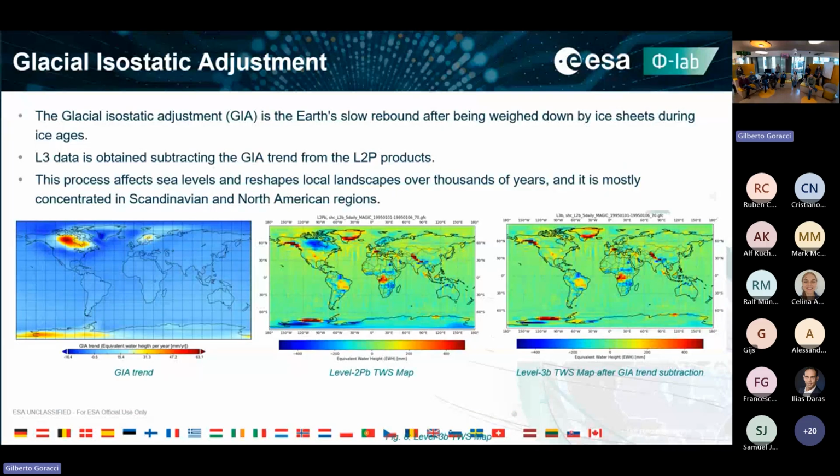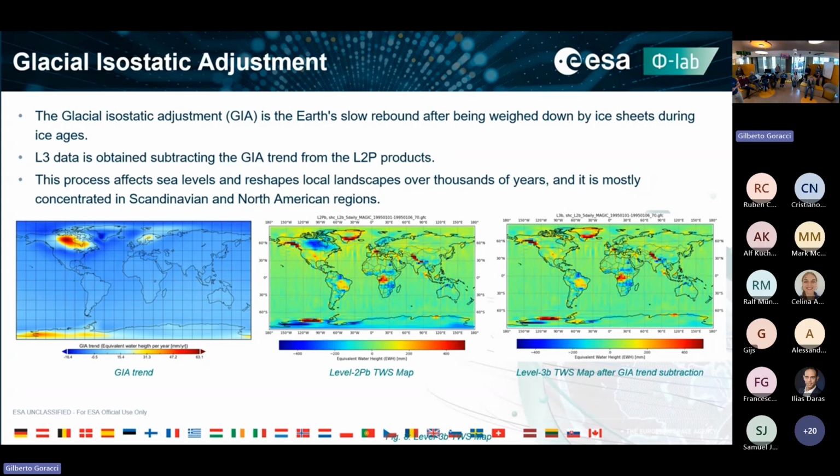Then we go from level 2P to level 3, correcting for the glacial isostatic adjustment, which is basically the slow rebound of the Earth after being compressed by ice sheets during ice ages. When the ice melted after the ice ages, the Earth started to rebound, and we can still feel the effect of this, especially in regions such as Scandinavia and North America.